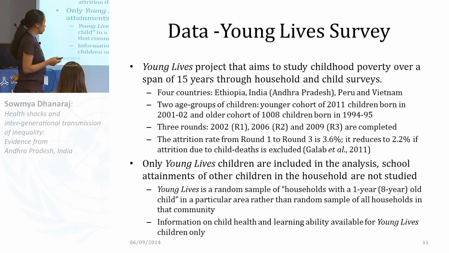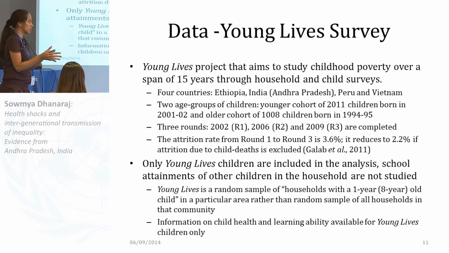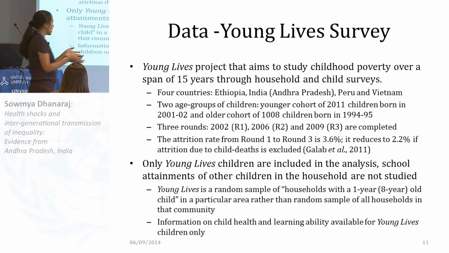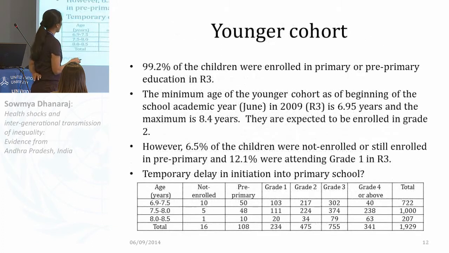This is mainly for 2 reasons. Young Lives is not a random sample of all the households in a particular community, but it is a random sample of households with a 1-year-old or an 8-year-old in a particular community. Also, important factors like child health and learning ability are available only for the Young Lives children.